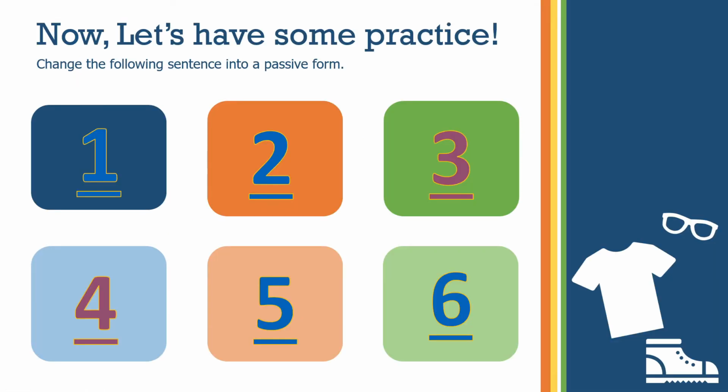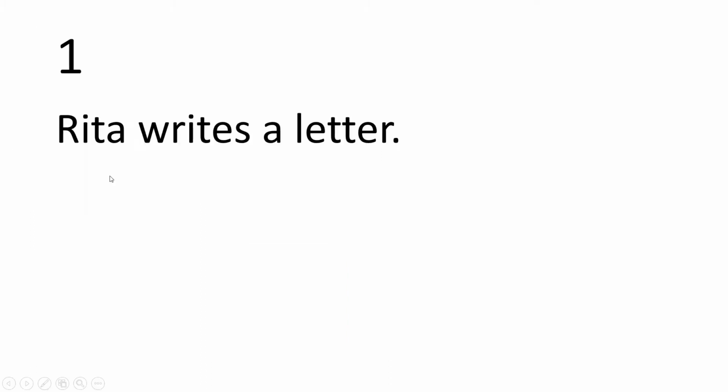Now we go to the numbers again. 1, 2, 5, 6. Who wants to try? Number 1. Number 1. Okay, we already have 3 girls. The next will be 3 boys. Yeah? Okay. Rita writes a letter. A letter is written by Rita. Oh my god, very good. Applause, everybody. Yes, correct. Wow, amazing.